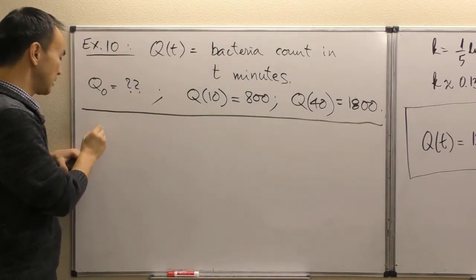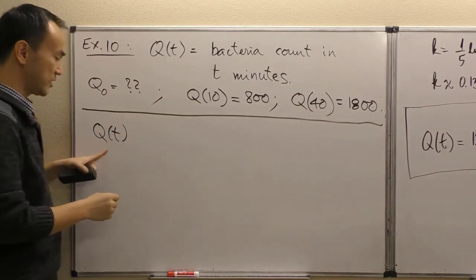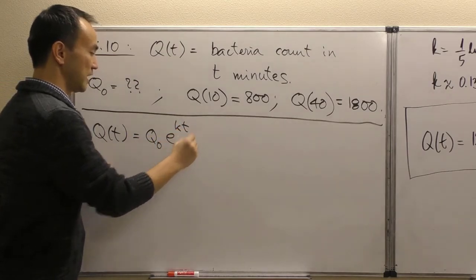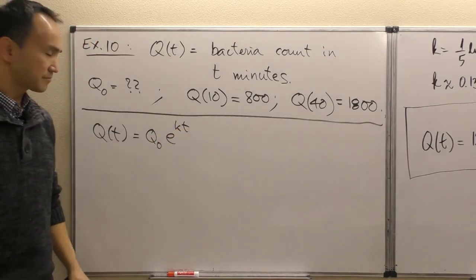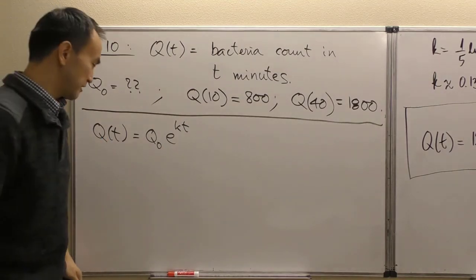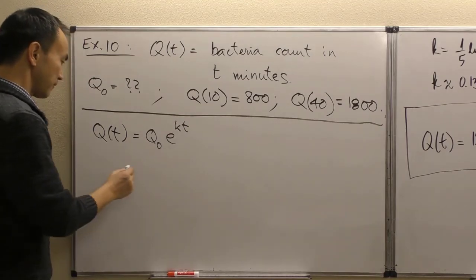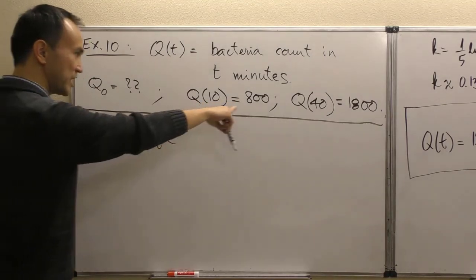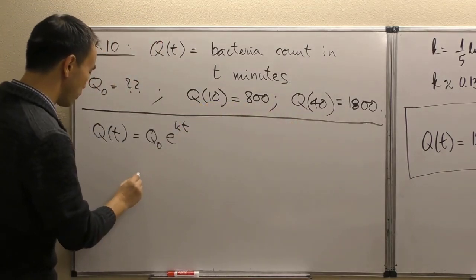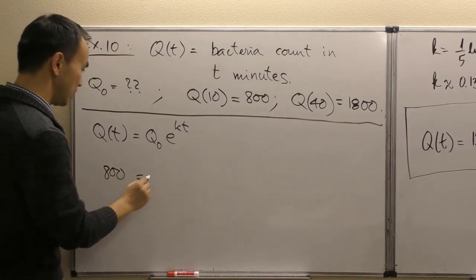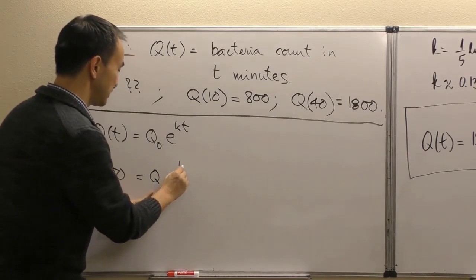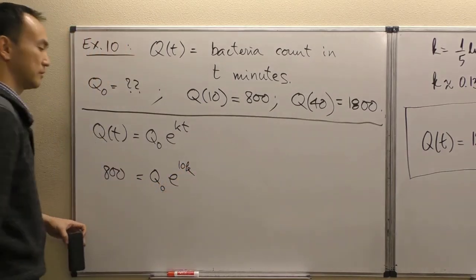Let's go ahead and set up our function first. Q of t has to be q sub 0 times e to the kt. All right, Q of t equals q sub 0 times e to the kt. Now, from what we already know, Q of 10 equals 800. So on one hand we produce one equation: 800 equals q sub 0, which we didn't know, times e to the 10k.